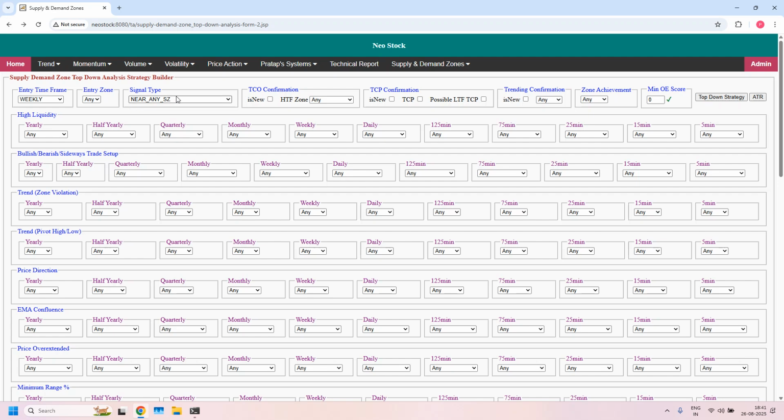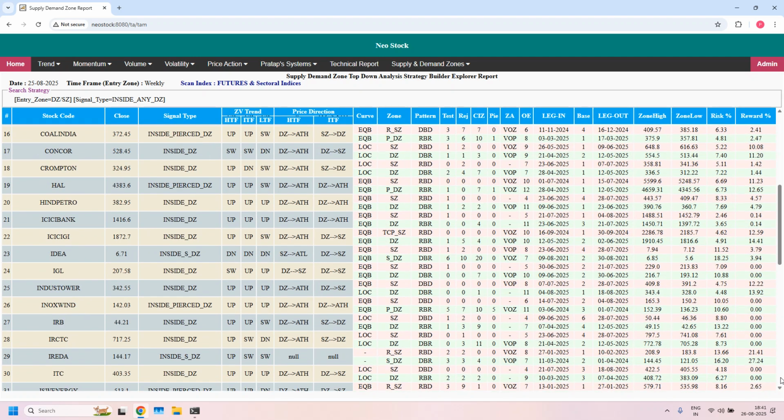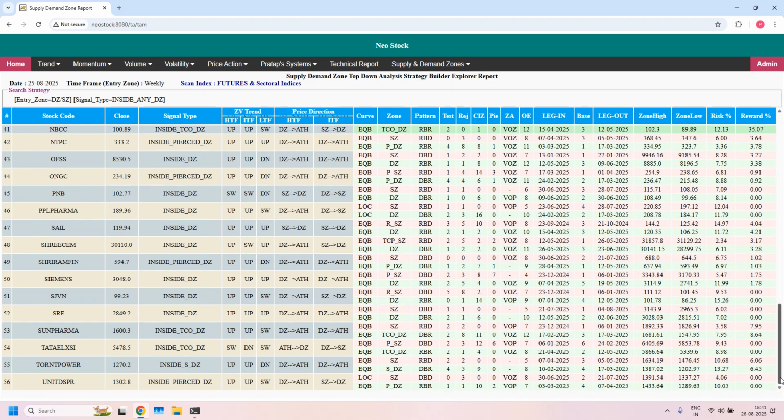Next, price closed inside the weekly demand zone. First 16 stocks in the list. Scrolling the list down. Total 56 stocks are filtered.